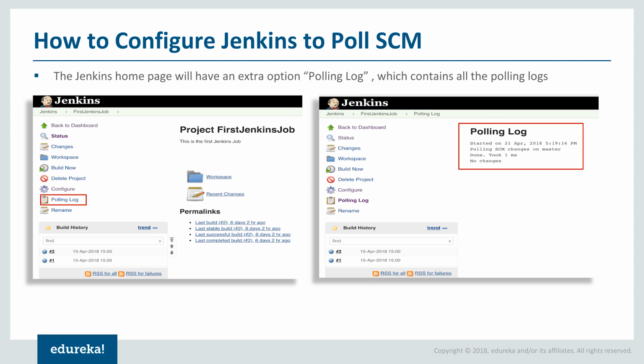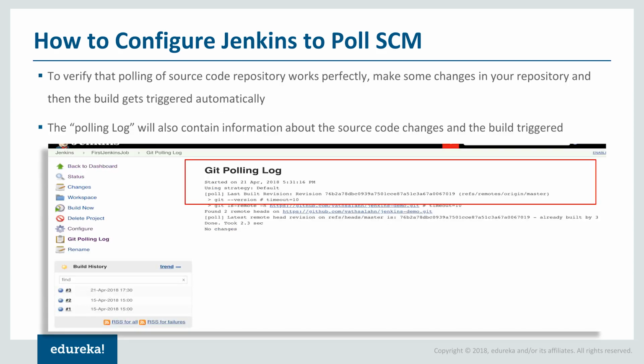So Jenkins will keep a log of how many times it has polled your source code management tool. So that way you will see that it is actually working at the back, because the build will be triggered only if there is any change to the repository. Otherwise, there will not be any change. So this will help you understand that yes, your polling is working. So if you click, this is how it looks like. It will talk about the last polling and what was the result. So if there was any change, it will tell that build has been triggered. If not, it will say no changes. So again, to verify that polling of the source code repository works perfectly, you make some changes in your repository and then see whether your builds are getting triggered or not.